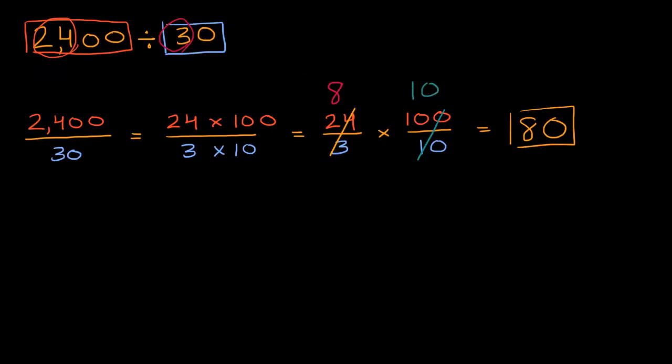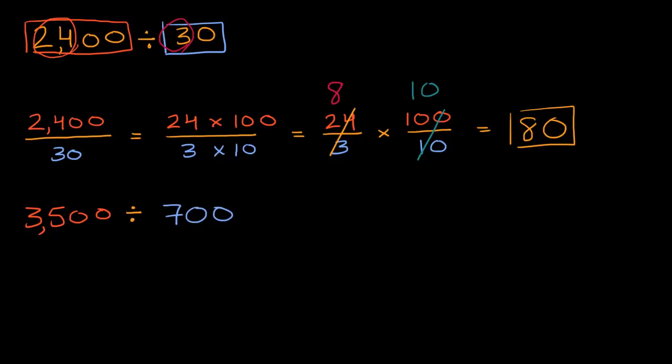Let's do another example just to hit the point home, and try to do this next example the way we just did it, maybe in your head or maybe on a piece of paper. So let's say we wanted to calculate 3,500 divided by 700. Pause this video and see if you can compute that.